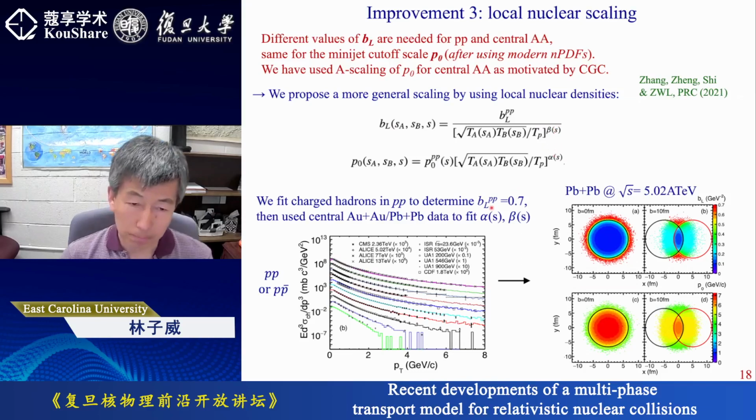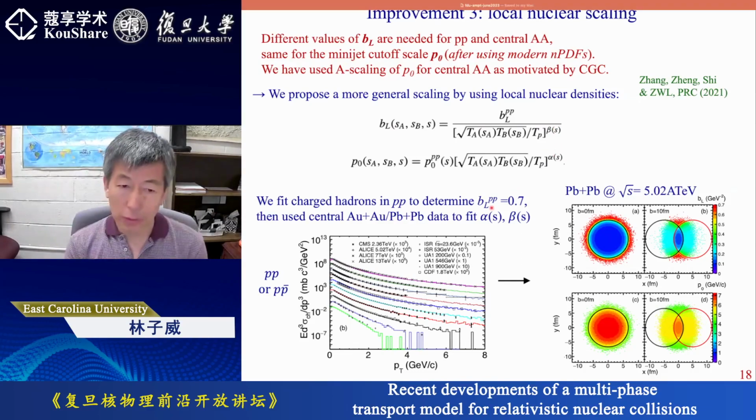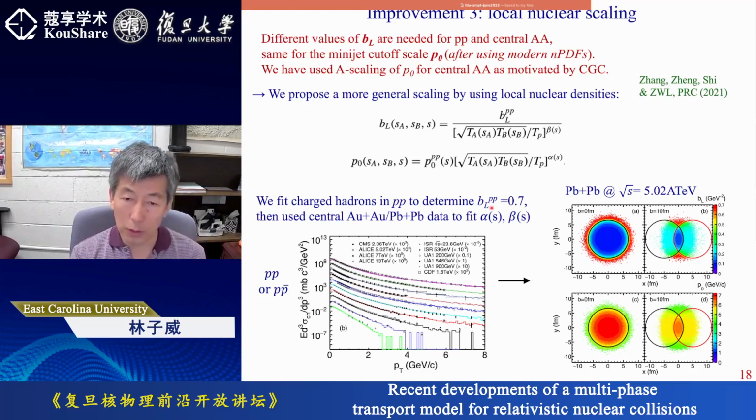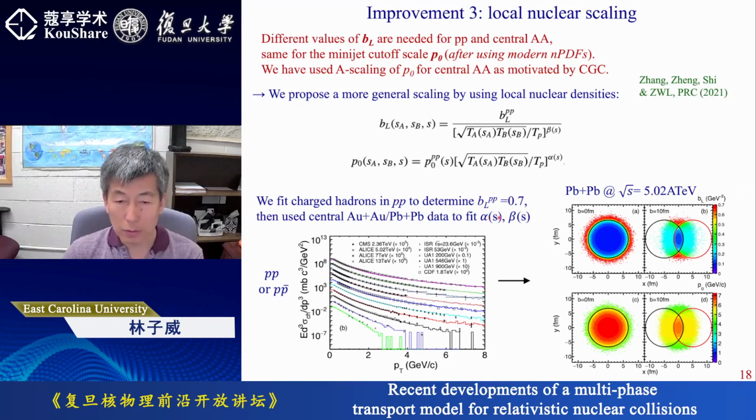And for that, we can use the high energy gold-gold and lead-lead collisions at RHIC and LHC. We can fit the mean pT of charged particles in these two colliding systems to fit alpha S and beta S at a few available high energies. Then we can do an interpolation, and then we are done.